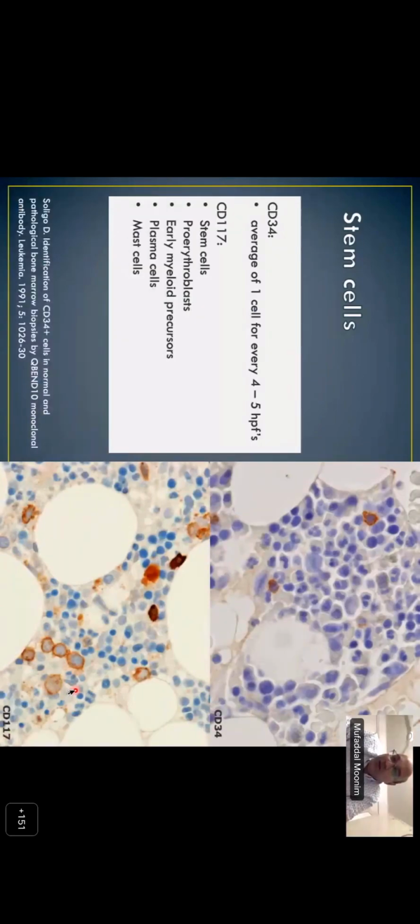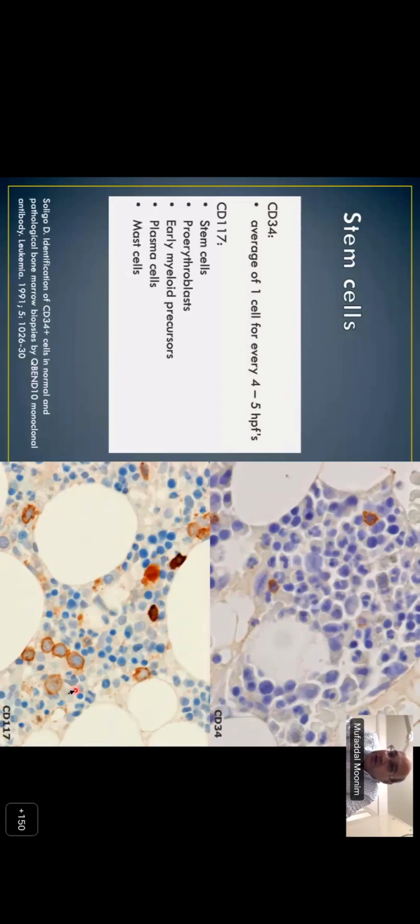One of the most important cells in the bone marrow is the stem cell. And when I say stem cell, I'm talking of an immature precursor, or what you understand as blasts. There are various kinds of blasts in the bone marrow, and we use a whole host of stains to try and identify them. The most popular stain is CD34, and usually when you stain using CD34, you get one CD34 positive cell for every 4 or 5 high power fields. That's the normal distribution of stem cells for blasts within the marrow.